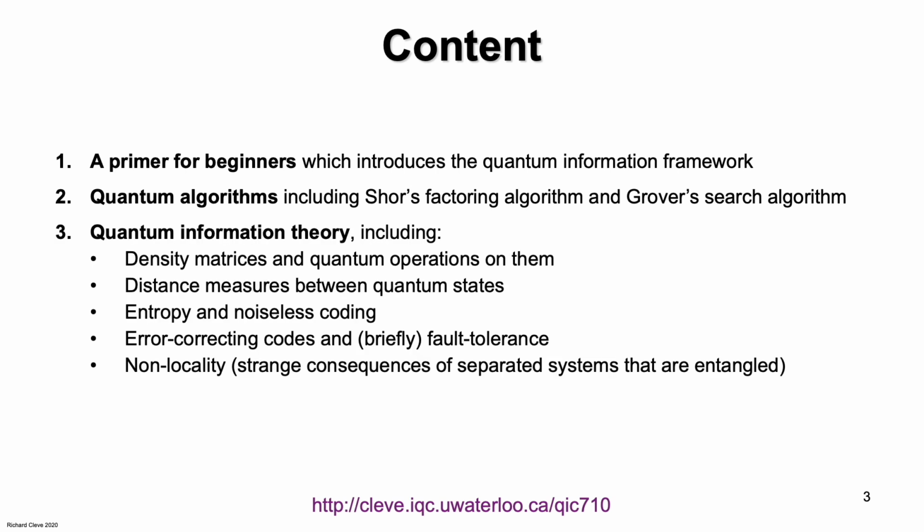The third part, quantum information theory, includes a number of topics about useful mathematical formalisms for describing quantum states and the operations that can be performed on them, methods for encoding quantum states for the purposes of compression and for error correction, and the notion of non-locality, which is some strange behaviors that can occur when 2 or more physically separated quantum systems are entangled with each other.